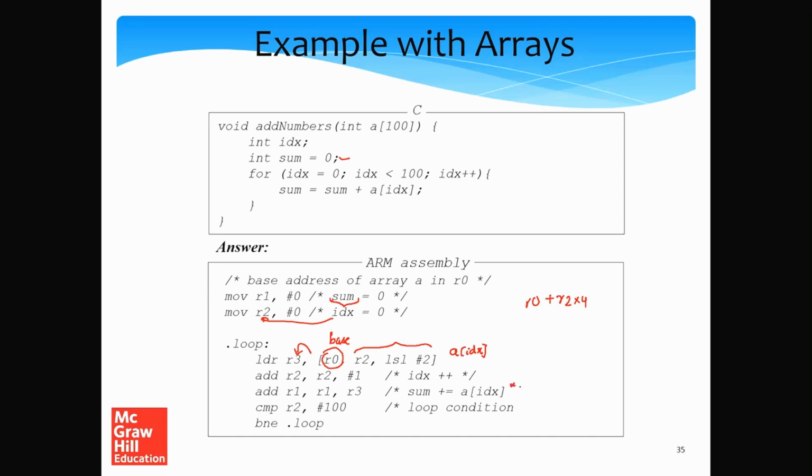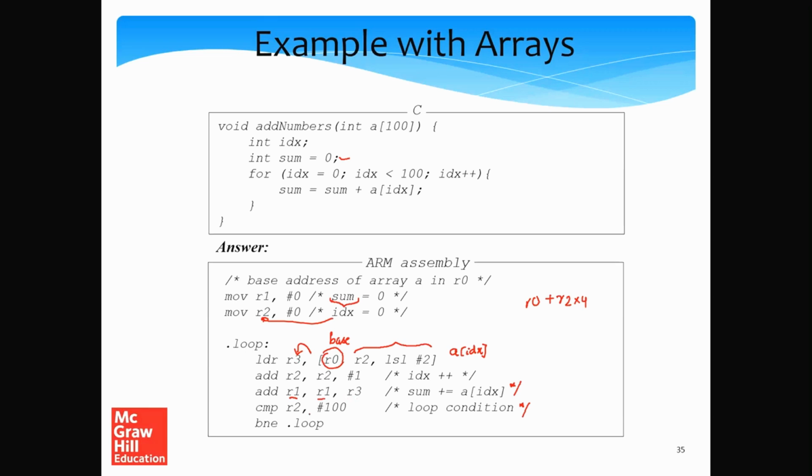Actually we should be having a comment over here. So basically the comment should end. So sum += A[idx]. In this case, we take the current sum, which is in R1. We add R1 with the value that we read from memory, which is R3.